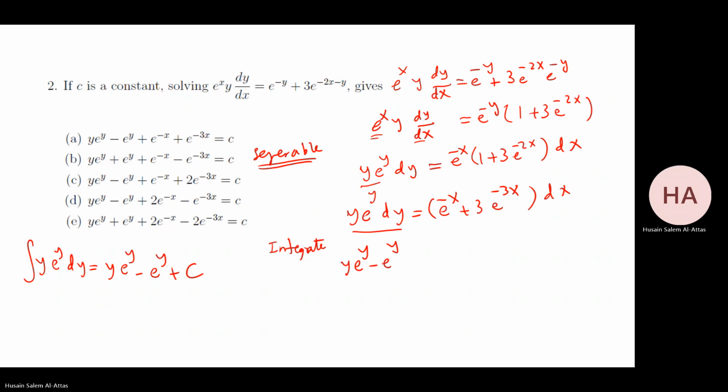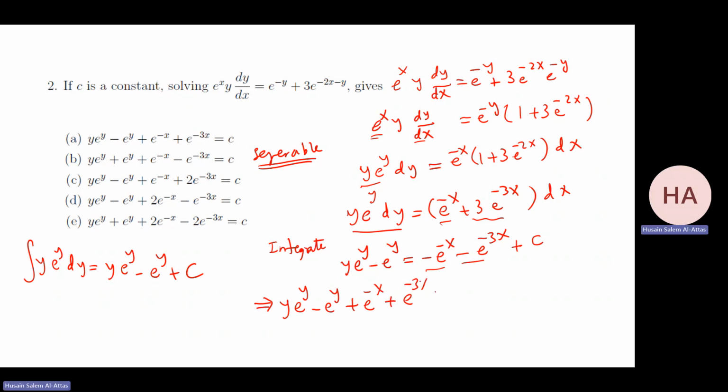This is the integral of this. What's the integral of this one? Minus e to the minus x. What's the integral of this? Minus e to the minus 3x. Easy, you can check. Differentiate this, you'll get this. Differentiate this, you need the 3, plus c. You want everything equal to c, so I'll leave everything on one side and c on the other side. So I have y e to the y, minus e to the y, plus e to the minus x, plus e to the minus 3x. That is equal to c, and that is my answer.